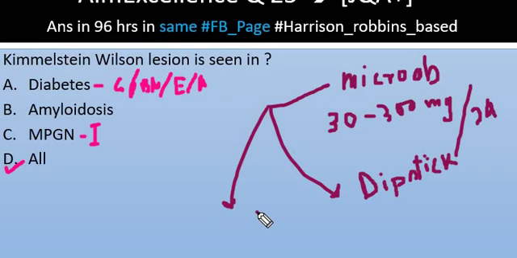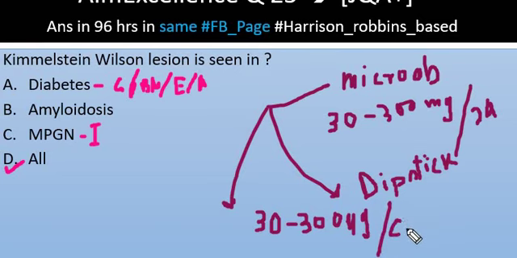And there is another parameter, 30 to 300 microgram of albumin per milligram of creatinine, and it is considered better data to confirm microalbuminuria.